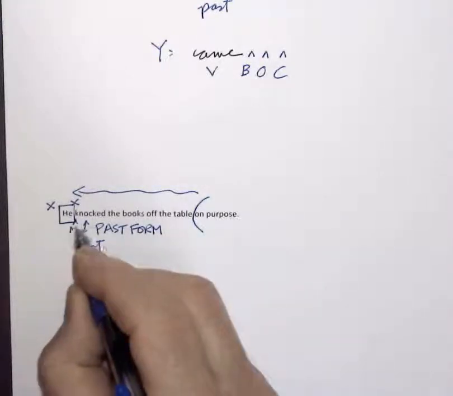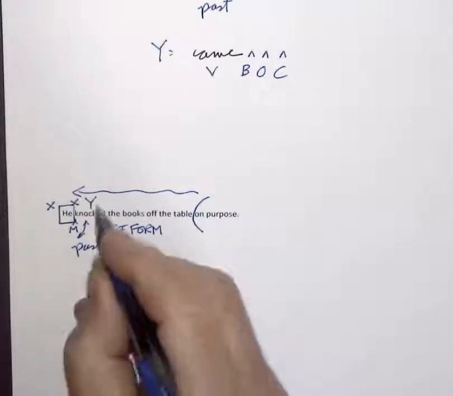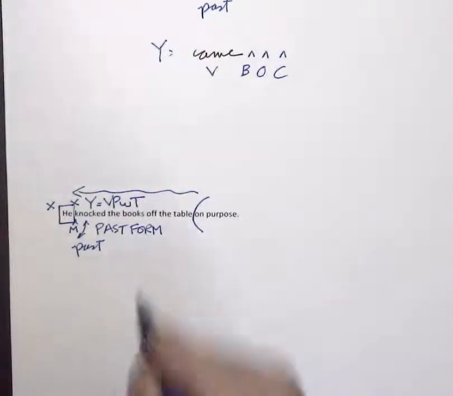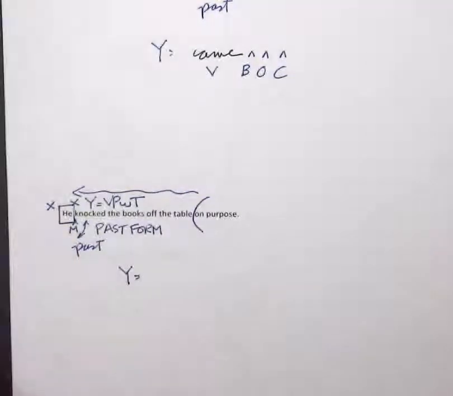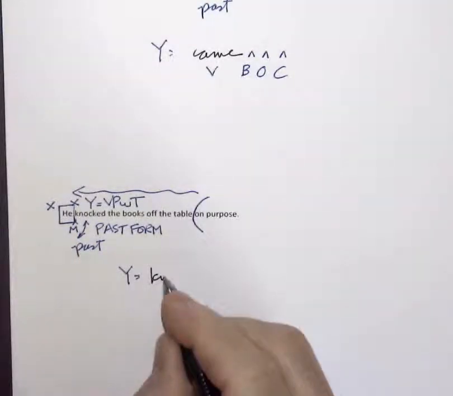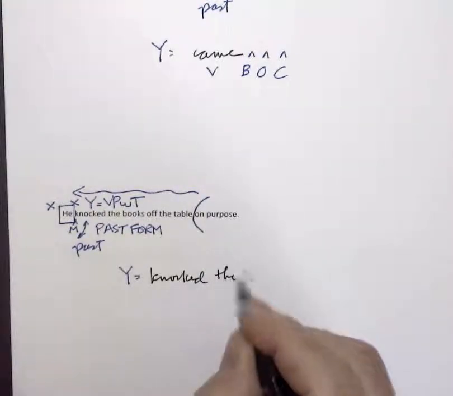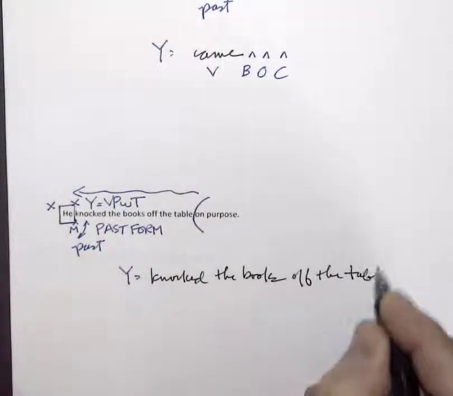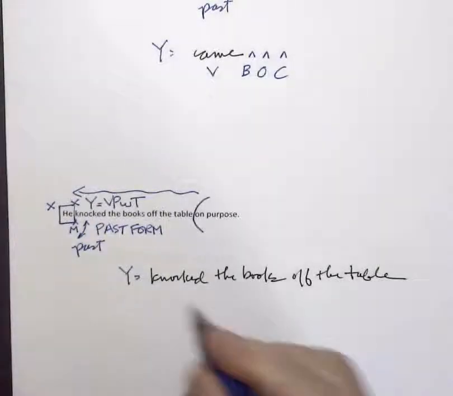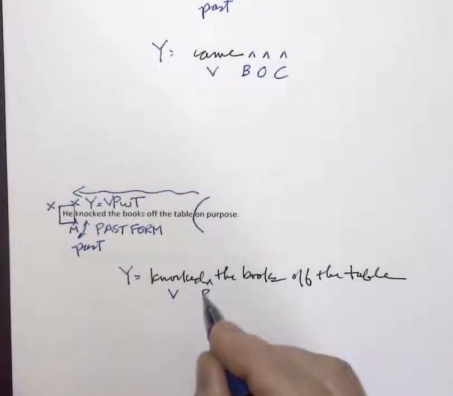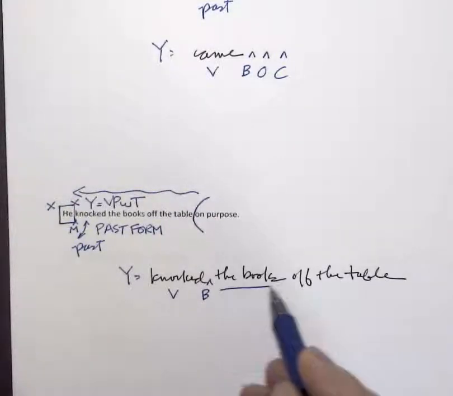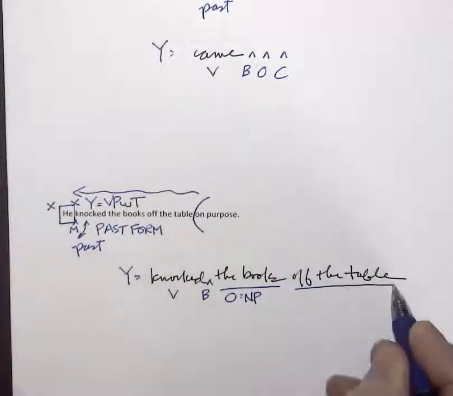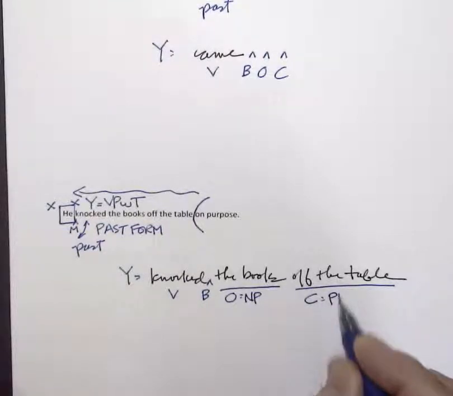The M place is empty. The Y, knock the books off the table, is a verb phrase with time. Knocked the books off the table. Knocked is the verb. Particle place is empty. The books is the object, noun phrase, and off the table is the complement, prepositional phrase.